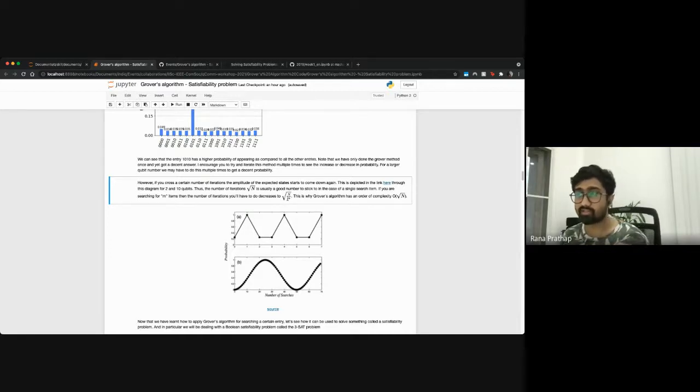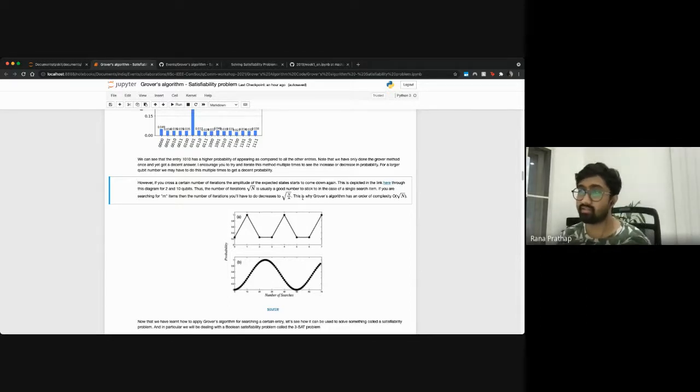So suppose instead of looking for one answer, you're looking for 3 answers. So I'm looking for 0, 1, 0, 1, 1, 1, and 0, 0, 0. Then I will have to do a root of capital N by M. And capital N in our case over here would be 16 because there are 4 qubits. And M is the number of things that you're searching for.